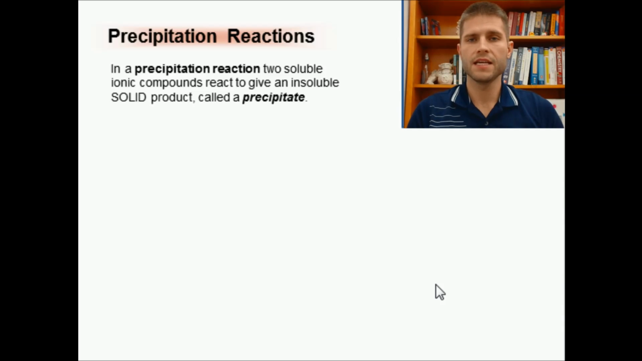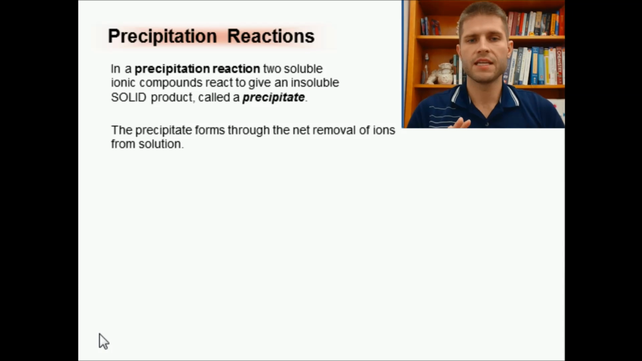So in a precipitation reaction, two soluble ionic compounds, so two aqueous solutions, are reacted together, and a solid, liquid, or gas product forms. So the precipitate can be solid, liquid, or gas. Generally, precipitate, the actual word, is reserved for the solid. However, we're going to consider a reaction to occur if a solid, a liquid, or a gas occurs. So let's see how this happens. The precipitate forms from the net removal of ions from solution.